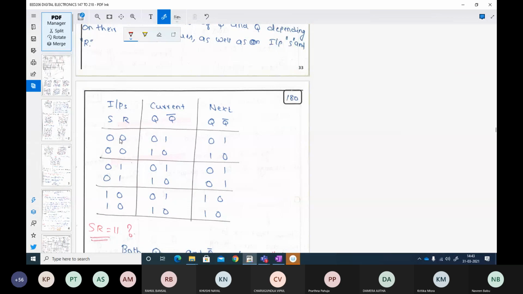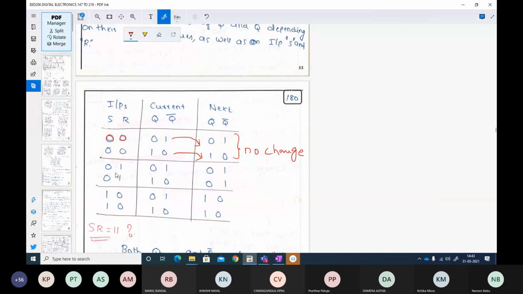Let us see when your inputs are 0 and 0. Just to start with, we are assuming that our current Q, Q bar value is 0 and 1. What will happen to your next state when your SR is 0 and 0? There must not be any change from your previous state values for your Q and Q bar.